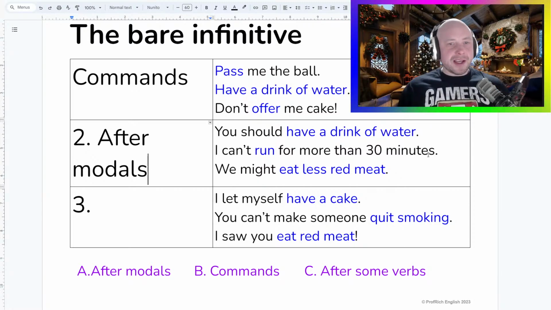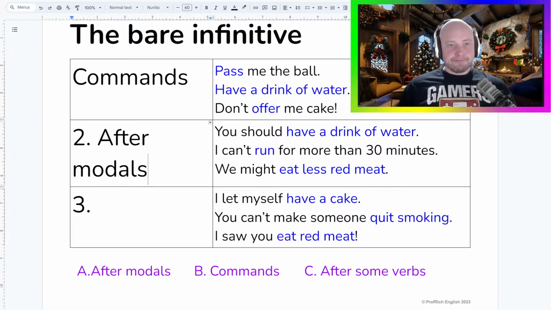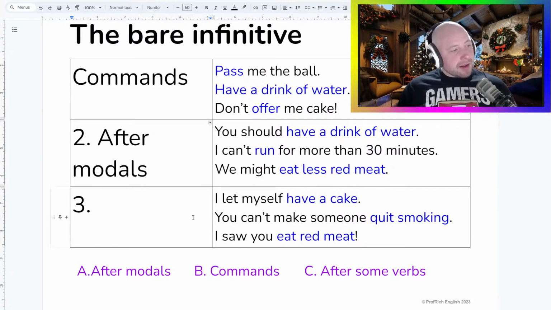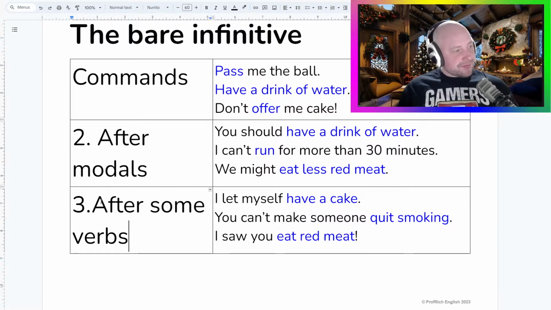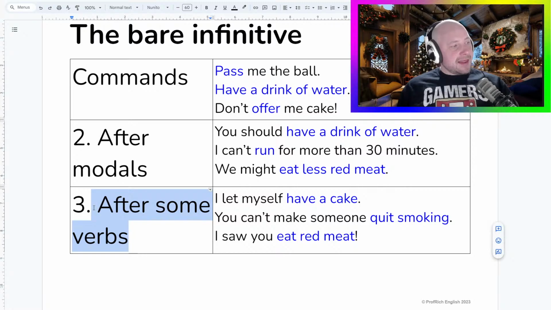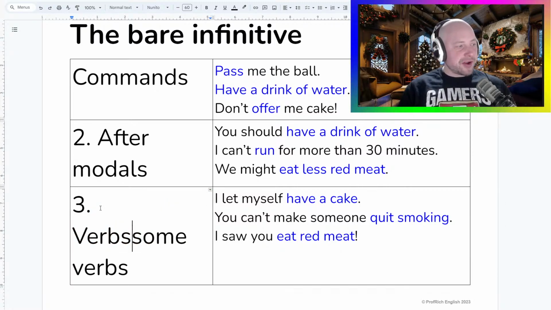And then finally, I let myself have a cake. You can't make someone quit smoking. And I saw you eat red meat. And that is after some verbs. And in the lesson plan today, I actually called that verbs after verbs.